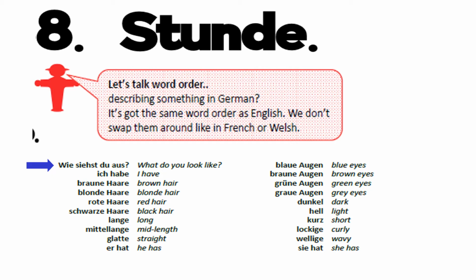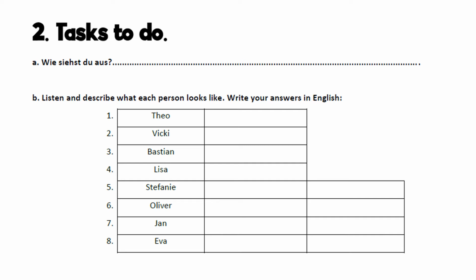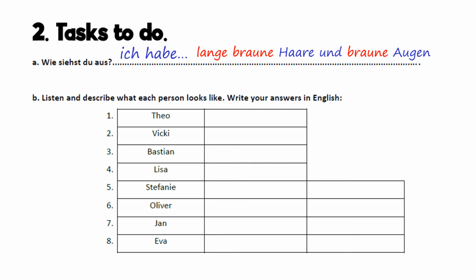So these are pretty much all the words you need to be able to describe what you look like and what other people look like as well. Task A, the question is wie siehst du aus? What do you look like? So you need to say what you look like. To answer this, you're going to want to start it off with ich habe and then describe your hair and your eyes. So I would say, ich habe lange braune Haare und braune Augen. You could also add in how curly or straight your hair is as well. You're going to need to change the bits in red unless you have got long brown hair and brown eyes, in which case your work is done.